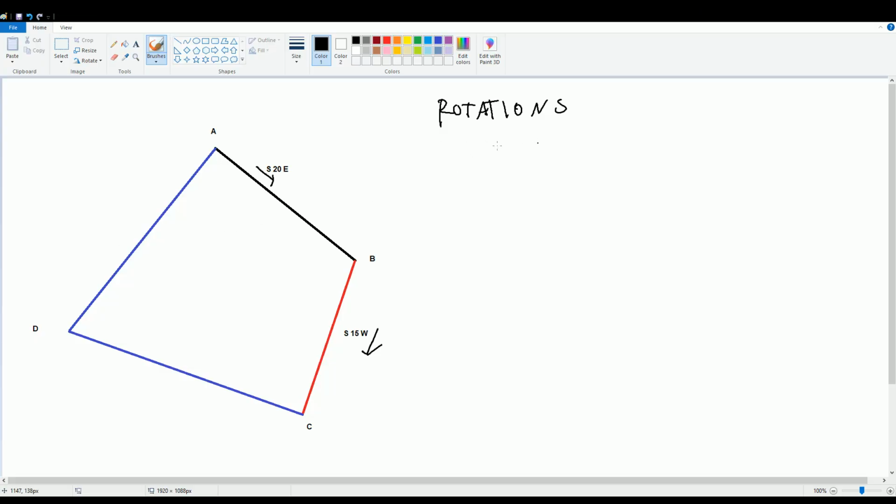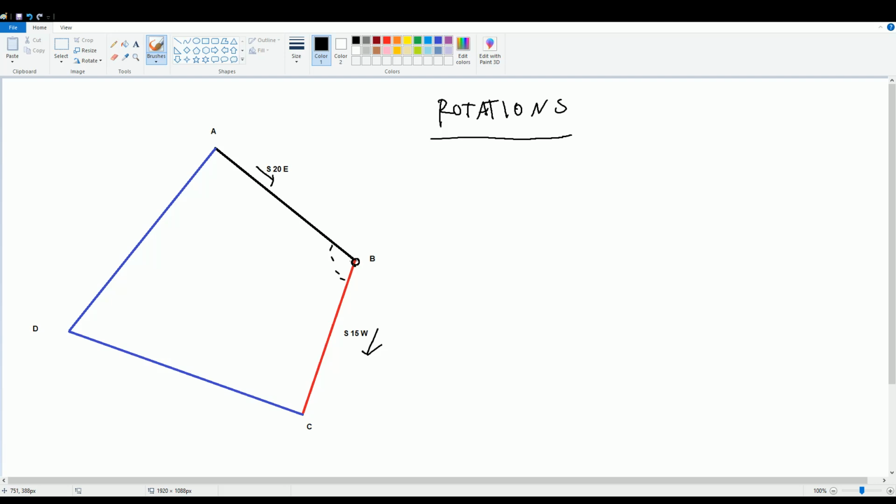Okay, rotations. So there's going to be multiple times within this program where we're going to have to figure out the interior angle of a traverse. We're right now just going to focus on point B. We know from A to B we're going southeast 20 degrees, and from B to C we're going southwest 15 degrees. But the question is, with this information, how can we find the angle of rotation of a traverse?